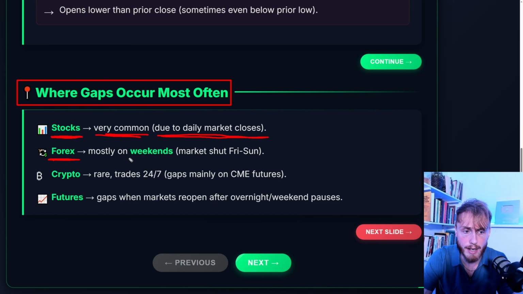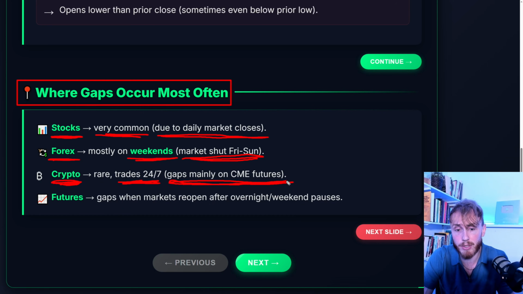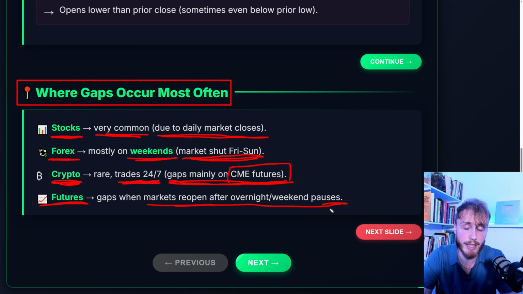We can also see gaps in Forex. This is a bit more rare, but for example, the Forex market is open 24 hours, but it's closed during the weekend, from Friday to Sunday. So there we can see gaps. We can also, in rare cases, see gaps in crypto, but this is very rare because, as you probably know, the crypto market trades 24/7. But you can find gaps in, for example, the futures market, like the CME futures that do have these pauses. In the futures market, you can also find gaps when markets reopen after overnight or weekend pauses.